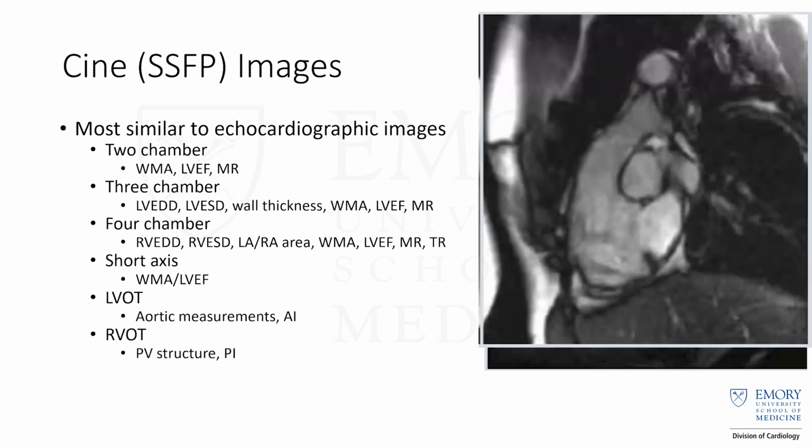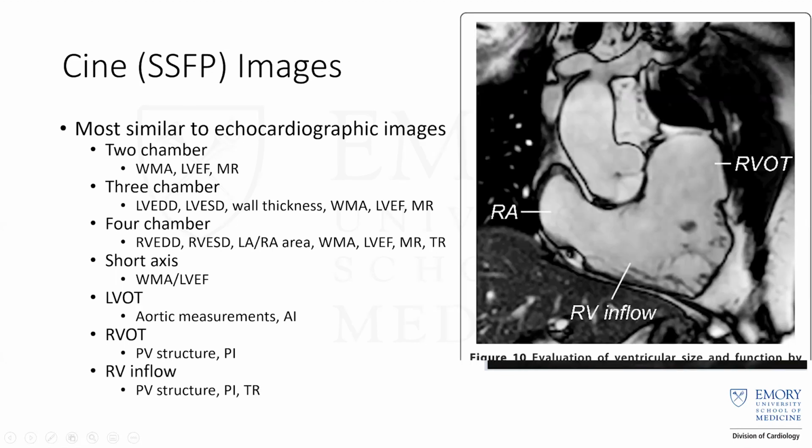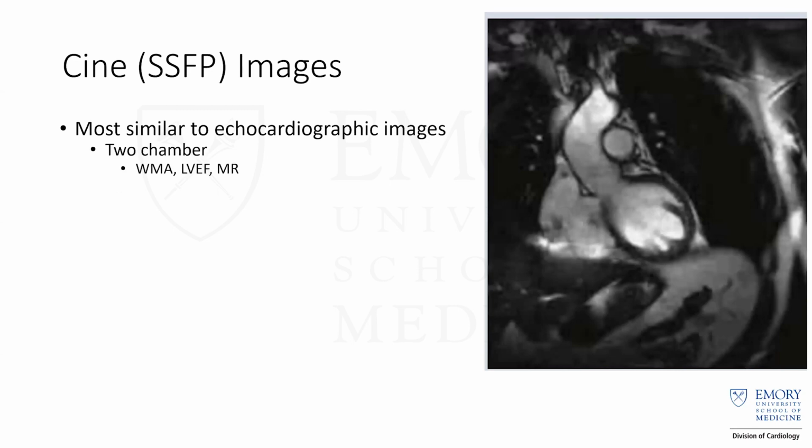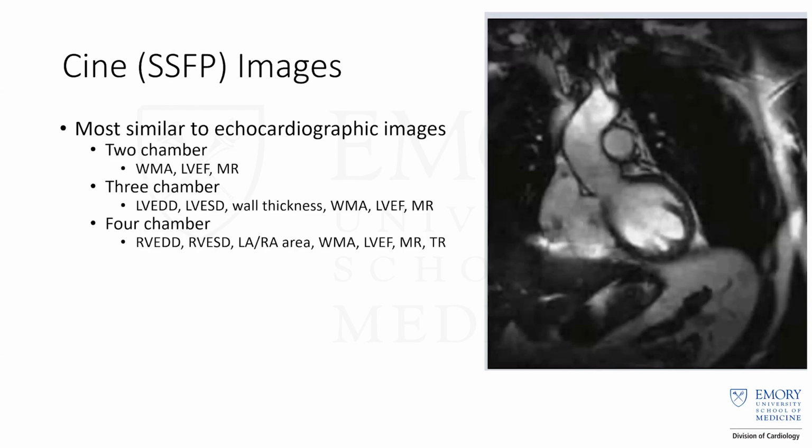This is an RVOT view, so you can look at the pulmonic valve structure. Here's the pulmonic valve, and here's the RVOT and the main PA coming out, and look for any PI here as well. And then we have an RV inflow view where you can also look at the structure of the tricuspid valve and look for any TR. So these images, when you acquire them, play like an echo image on loop. When the patient is on the table, we're using ECG gating to acquire the images.